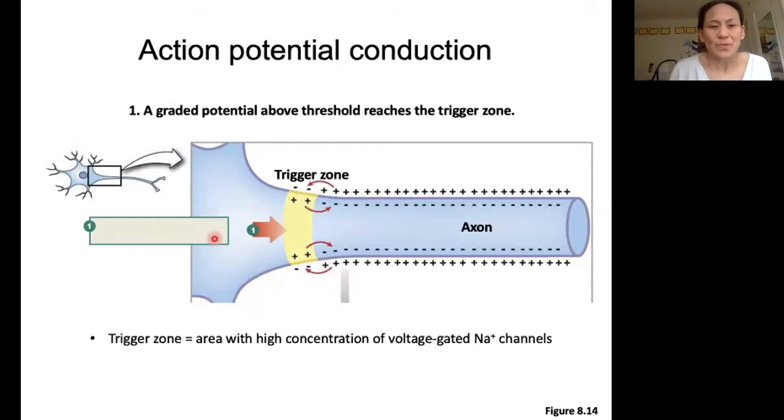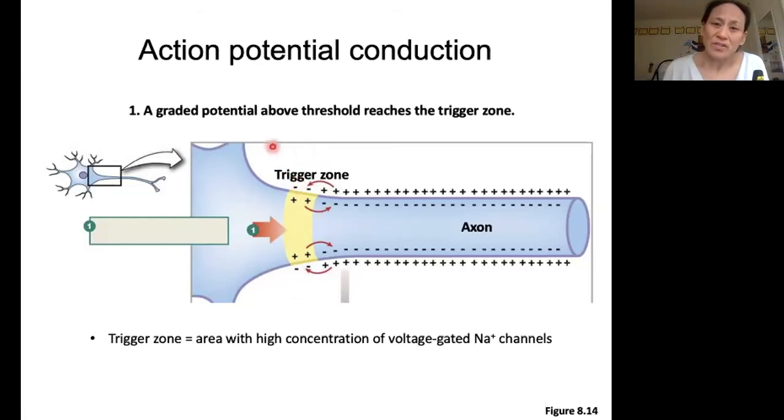Remember that I told you that an action potential starts when you have a depolarizing stimulus. In this diagram, we have a depolarizing stimulus, which is a graded potential, coming to this part of the axon, which we refer to as the trigger zone, or at least your book calls it that. In a lot of other contexts, it's called the axon hillock. But I'm just going to stick with what the book says. Okay, so the trigger zone.